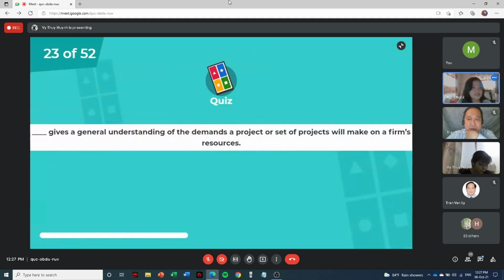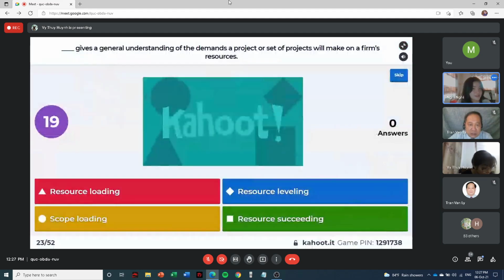Okay, next question. What gives a general understanding of the demand that a project or set of projects will make on a firm's resources?